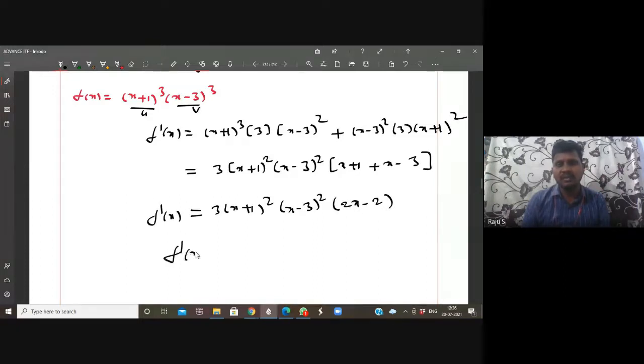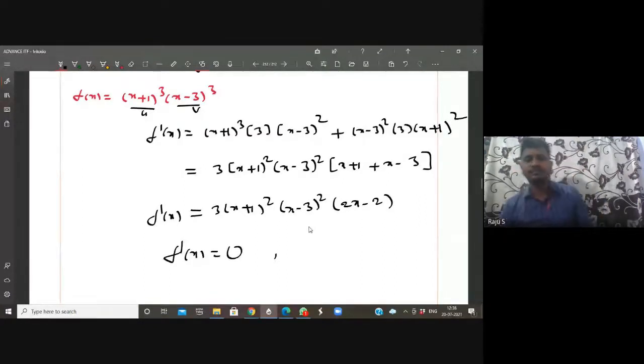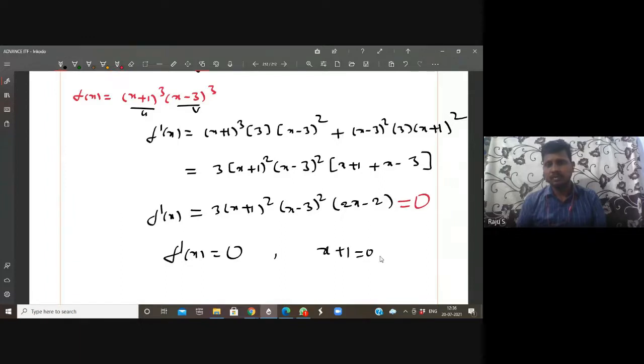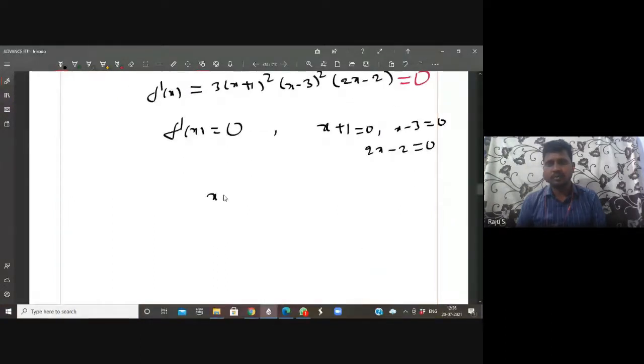So equating this f dash of x to 0, what x values are we going to get here? F dash of x equal to 0 means x plus 1 is equal to 0, x minus 3 is equal to 0, and 2x minus 2 is equal to 0. So x is equal to minus 1, x is equal to 3.